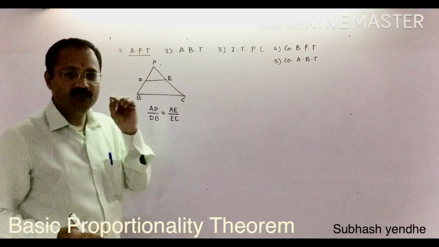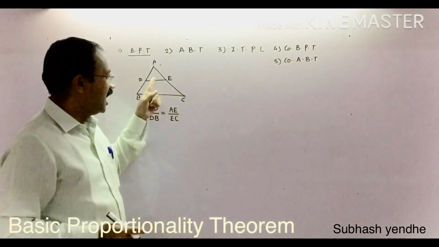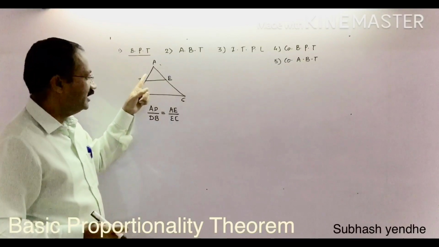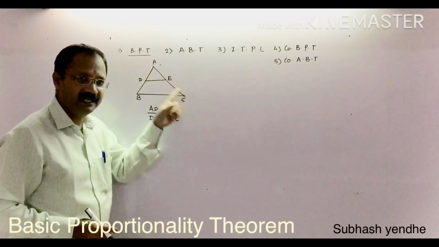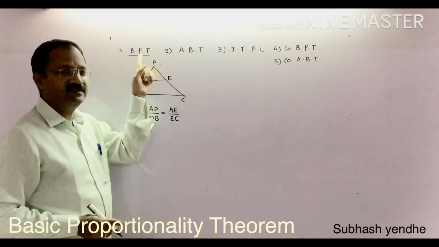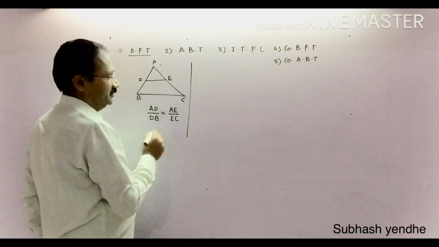It means you have to remember one point. If a line is parallel in a triangle, then that line divides the other 2 segments into 2 equal ratios. This is called the basic proportionality theorem. Second part.